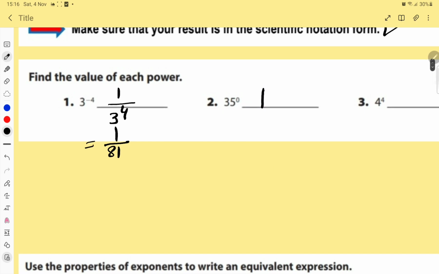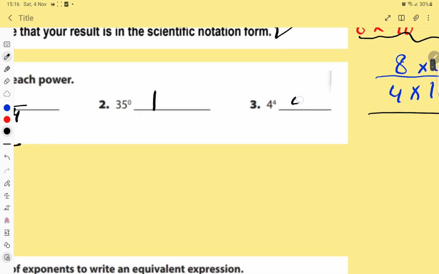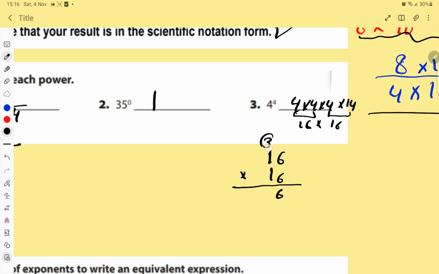Anything power 0, 1. 4 power 4 is 4 times 4 times 4 times 4. 4 times 4, 16. 4 times 4, 16. 16 times 16, multiply. 6 times 6, 36. 6 and carry up, 3. 6 times 1, 6. Plus 3, 9. Put the 0. 1 times 6 is 6. 1 times 1 is 1. Add 6, 15. So it is 256.